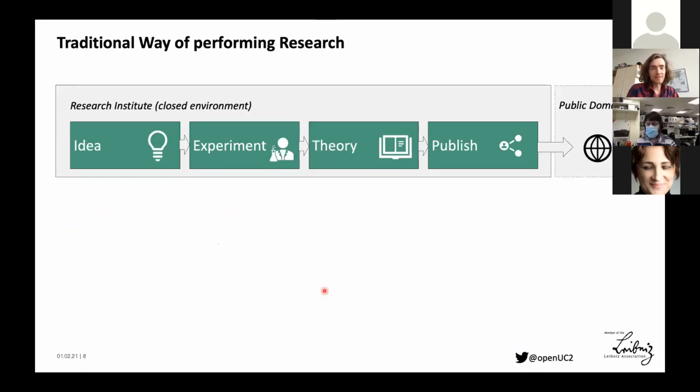Going from here, like the ordinary step of performing research, where you start with an idea, you do the experiment, you conclude with a theory, or vice versa. Then in the end, you publish, and eventually after 2-3 years, you go to the public and say, oh, that's my finding. Well, that's, in my opinion, quite an old school way of doing that, because everything's closed, and then the very last step, eventually you start discussing.